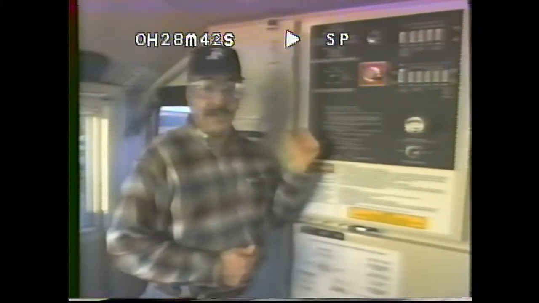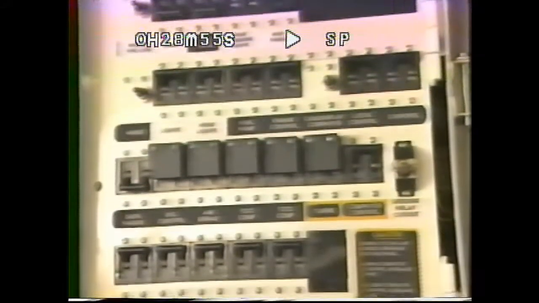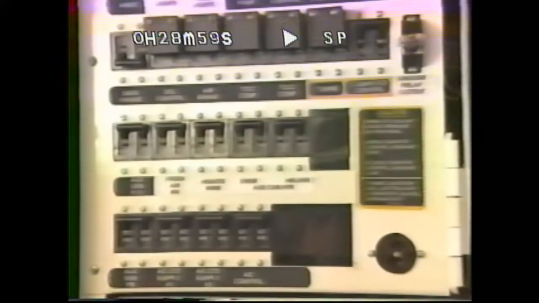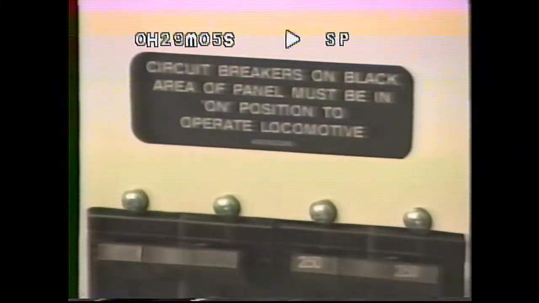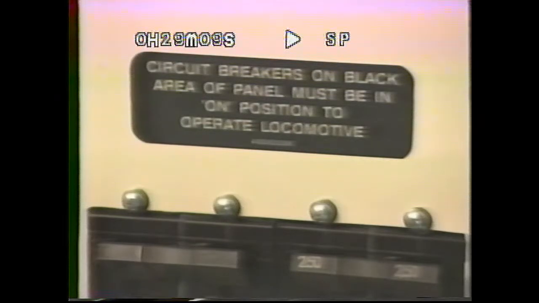To the left of the engine control panel is the circuit breaker cabinet. Inside you'll find the battery switch and all the same circuit breakers found on the SD-60, plus several associated with the AC traction system, the electronic fuel injection, and the electric parking brake. Just as with all EMDs, all circuit breakers in the black area must be on for the locomotive to operate.